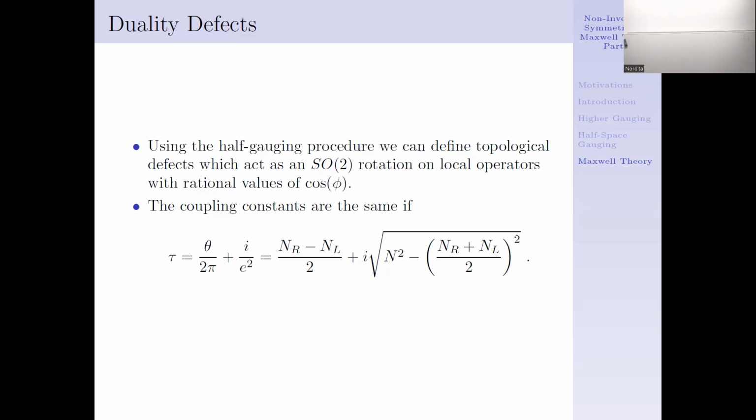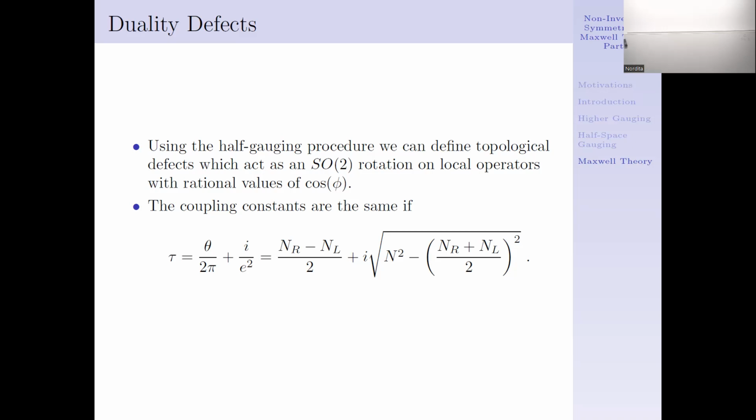Moreover, as Luigi is going to show us in a while, these defects act on local operators by generating an SO2 rotation. So their action on local operators, namely F and star F, is invertible, and it is an SO2 rotation, but with rational values of cos phi, the SO2 angle. But the action on Wilson and 't Hooft lines is non-invertible, as we're going to see very soon.